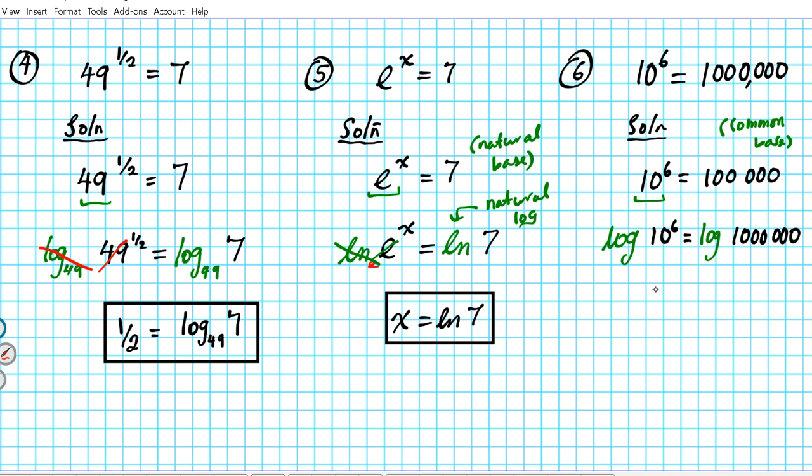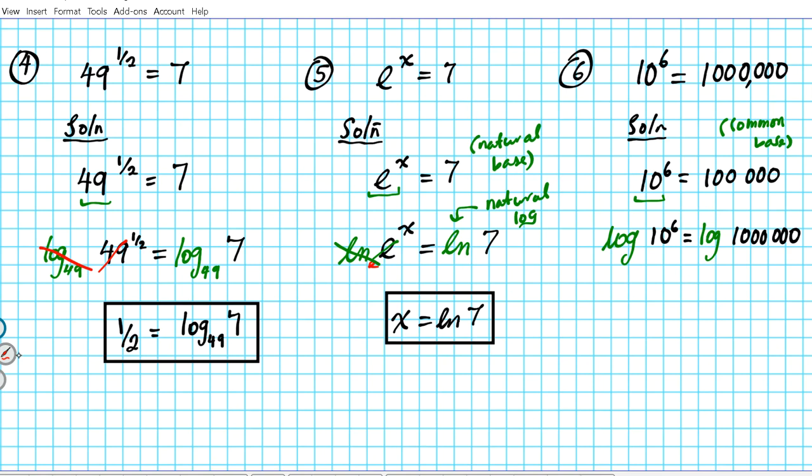So how do you know that this is a common log? Well, the way you write common log is you do not specify the base. If you do not specify the base of your log, it's automatically assumed to be 10, your common log. So keep that in mind. Log with no base is your common log, log base 10. Ln is log base e.